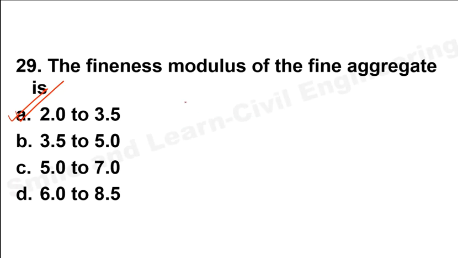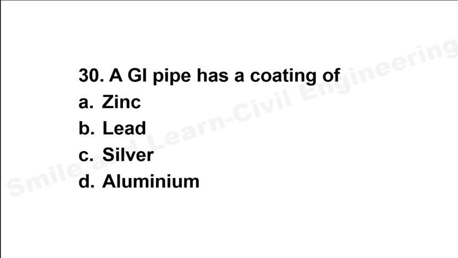If you know what is the fineness modulus of coarse aggregates, you can mention it in the comments section. You need to remember what is the fineness modulus of various types of aggregates. Next, a GI pipe has a coating of, so galvanized iron pipe always has a coating of zinc. We all know the correct answer. Option A is the correct answer.